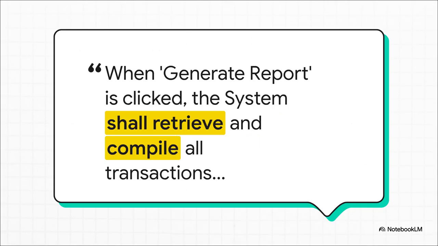And here it is in action. Look how beautifully clear that is. We have the exact trigger, selecting the option, and clicking the button. We have the precise response, retrieve and compile transactions from the last 24 hours. There is zero wiggle room there. The developer knows exactly what to do, and the tester knows exactly what to check. That's how a wish becomes a command.